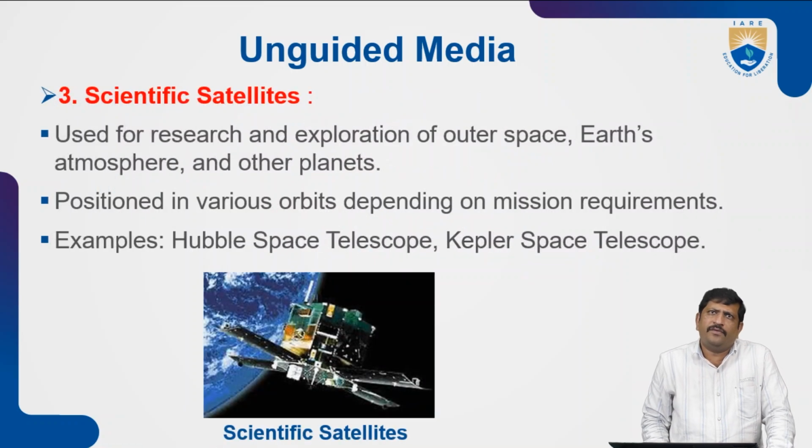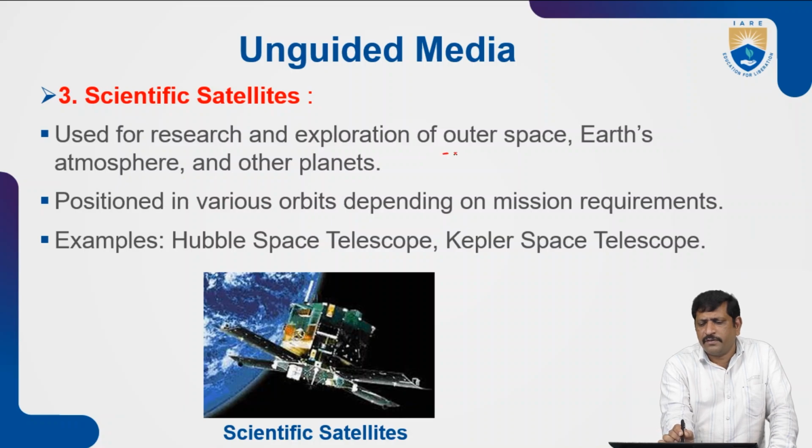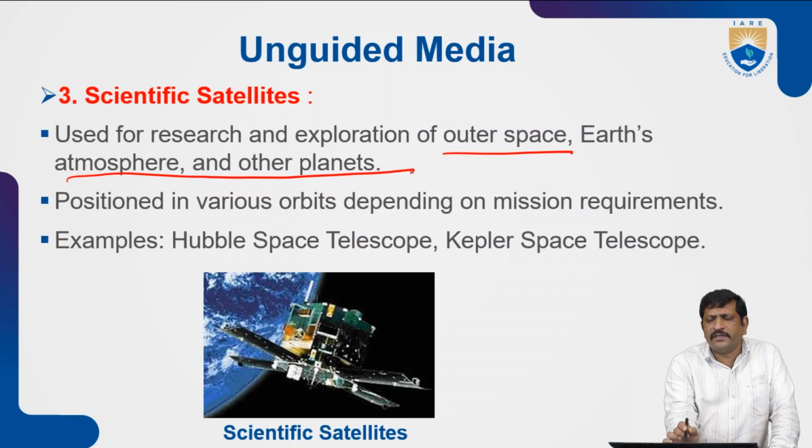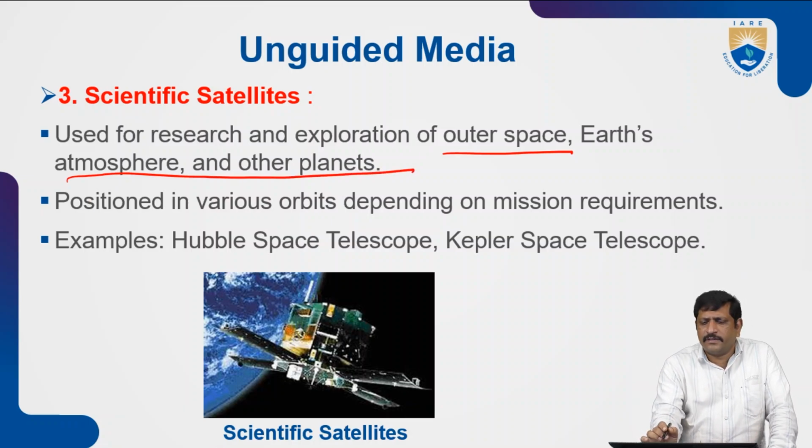Scientific satellites. Scientific satellites are generally used for research purposes in research centers, for example, to study outer space, Earth, the atmosphere, and other planets. The hidden things that cannot be found in research laboratories can be explored out in space with the help of scientific satellites.